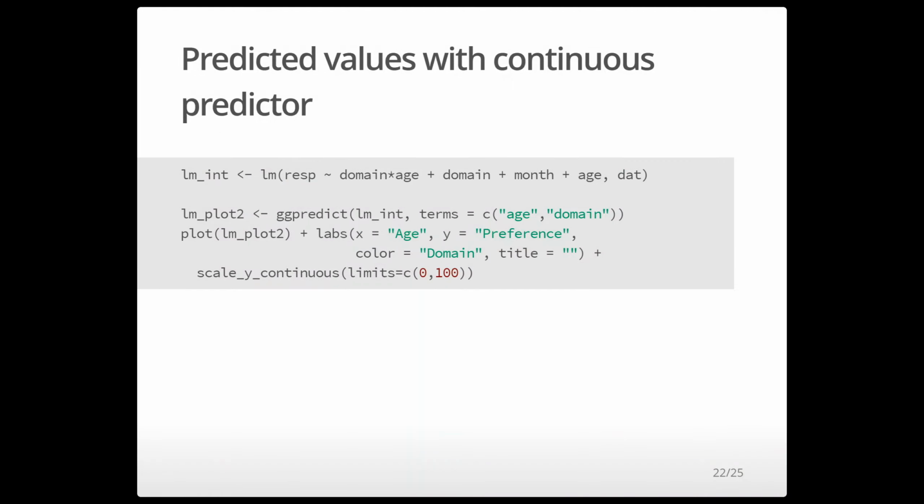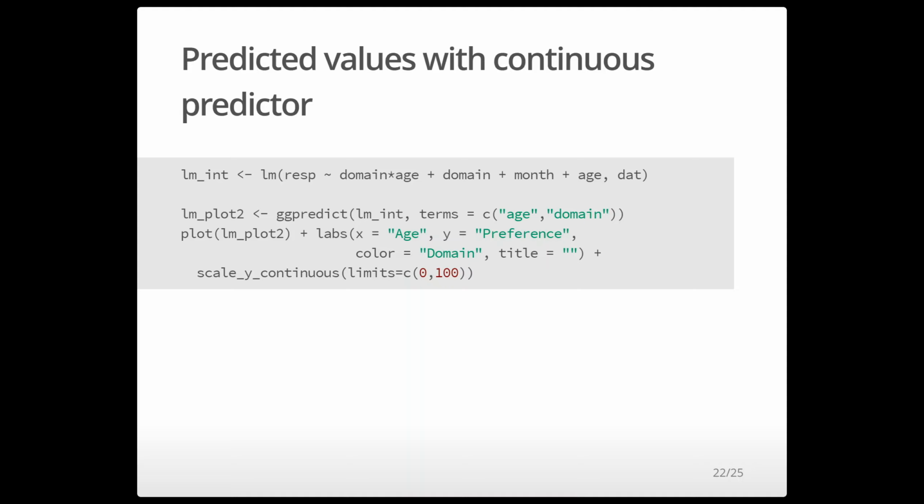So that was if we have a categorical predictor. Now we can look at a continuous predictor, and we can look at a model with an interaction. Here I'm refitting an interaction model, actually a totally different interaction model from the previous video. I'm interacting domain with age. So here we have a categorical variable interacting with a continuous variable. And you'll see why I want to do this in a moment.